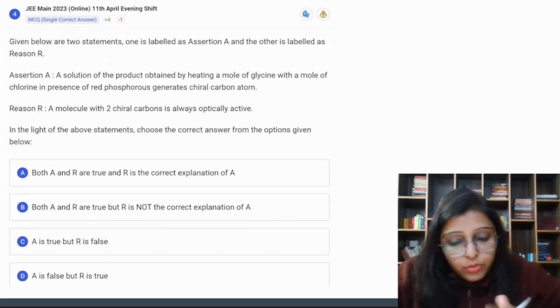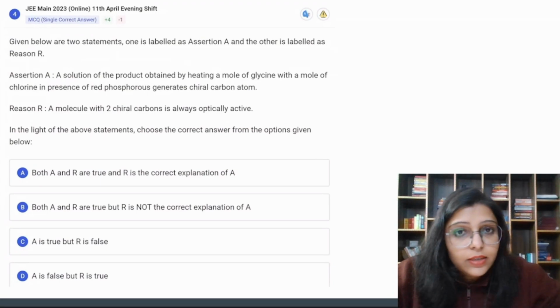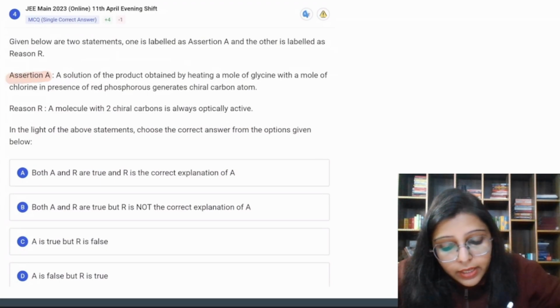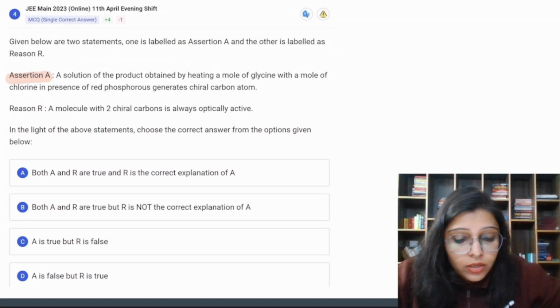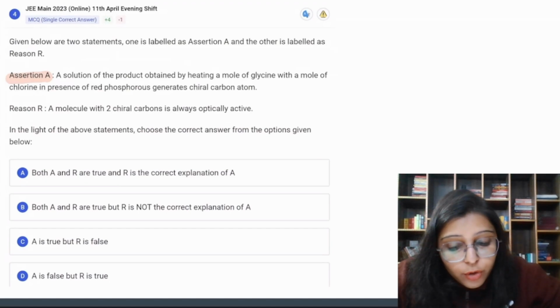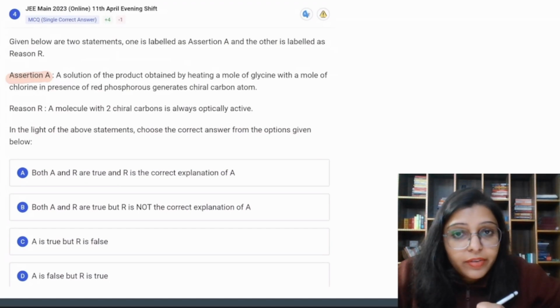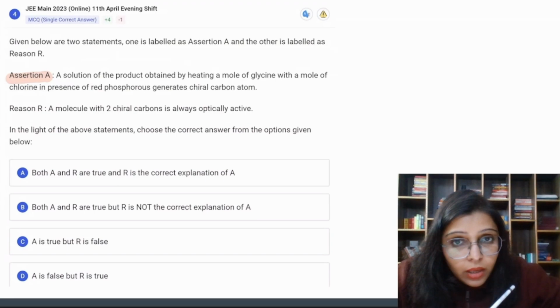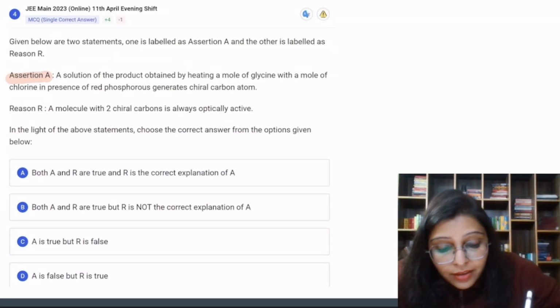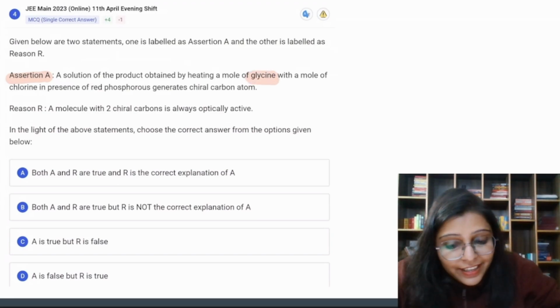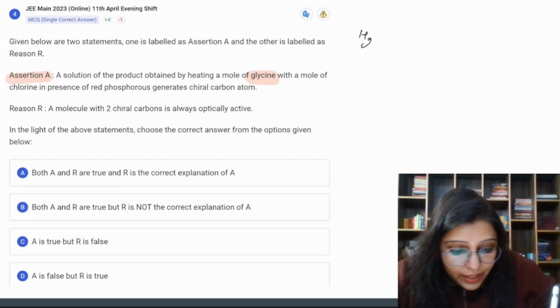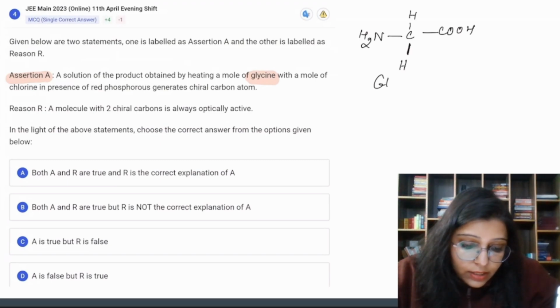So given below are two statements. One is labeled as assertion A and the other is labeled as reason R. Assertion A says the product obtained by heating 1 mole of glycine with 1 mole of chlorine in the presence of red phosphorus generates a chiral carbon atom. Structure of glycine you should know. So H2N, this is common, CH2, COOH, and here for glycine we have H. So this is glycine.